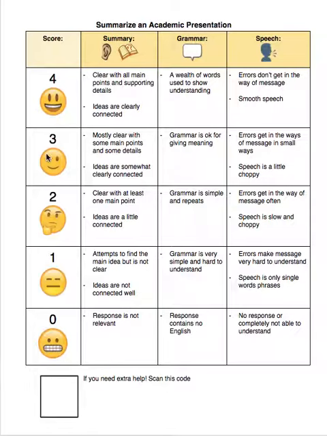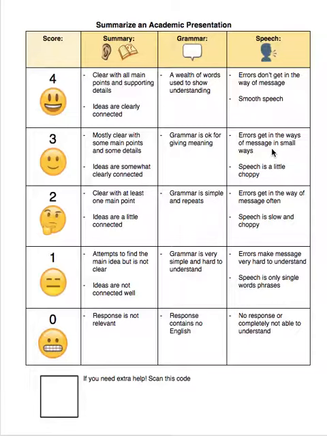And then as you move down, you'll see that these descriptors change a little bit as we go to 3, 2, 1, and 0. So in a 3, it's mostly clear with some main points and some details. Ideas are somewhat clearly connected. See how that's changing? It's not as connected as it was for a 4. Grammar is okay for giving meaning. The grammar is okay. I can tell that you're putting the words together, but it's not as clear as it would have been for the 4.